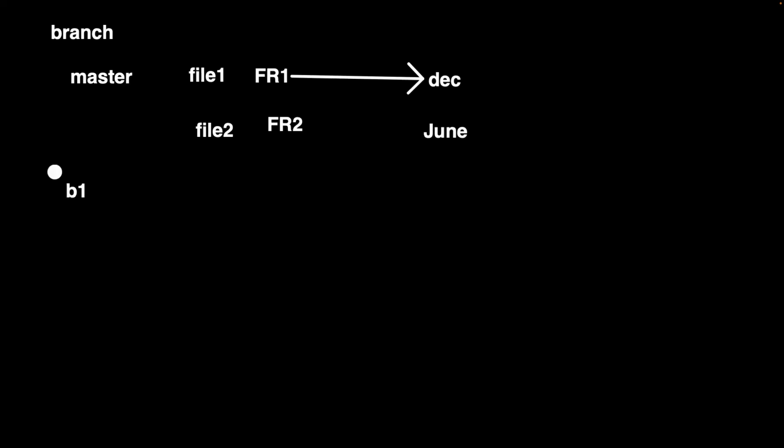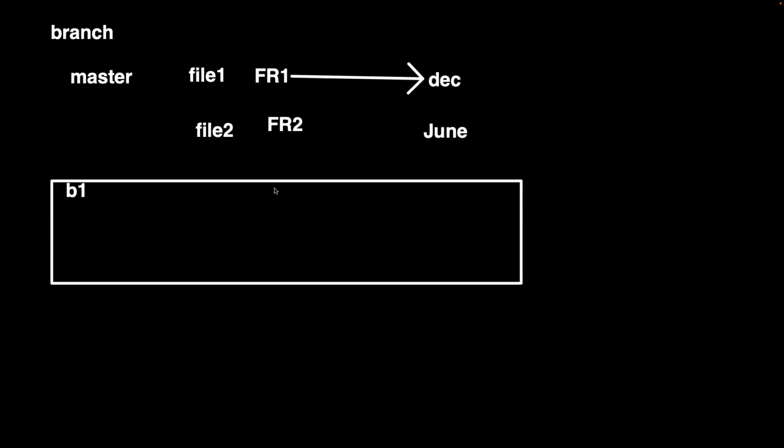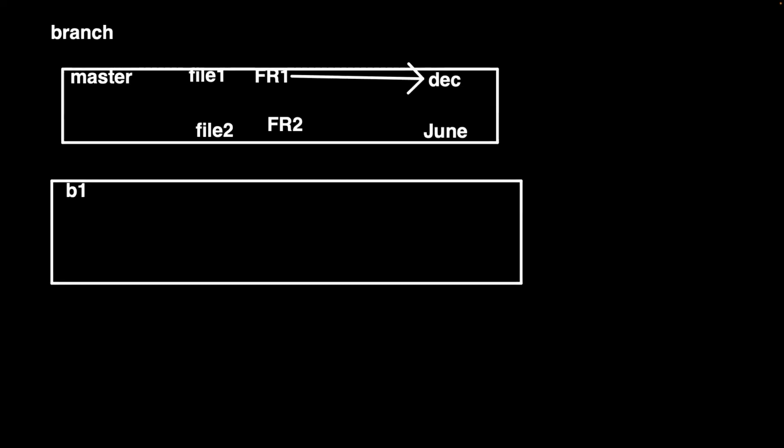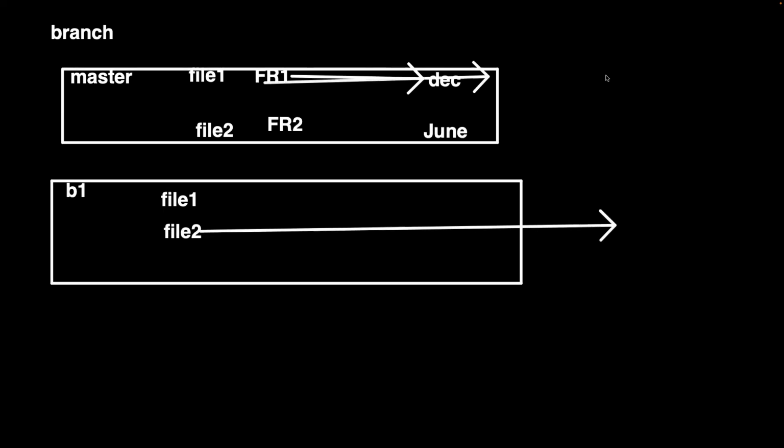Let's suppose B1. It's like a folder, right? Assume they are virtual folders. So you get the copy here also. Whatever is in master, you'll get a copy here. But you make requirement 2 here. You develop requirement 2 here and push this to June. This will go for December. Means you are maintaining multiple releases by this, right? So this is called parallel development or multiple releases.